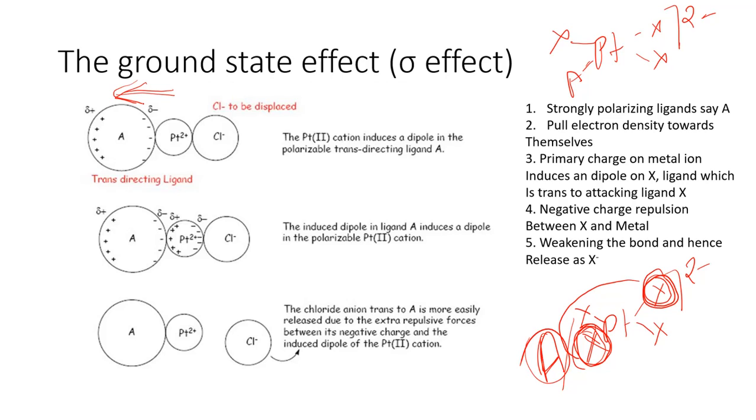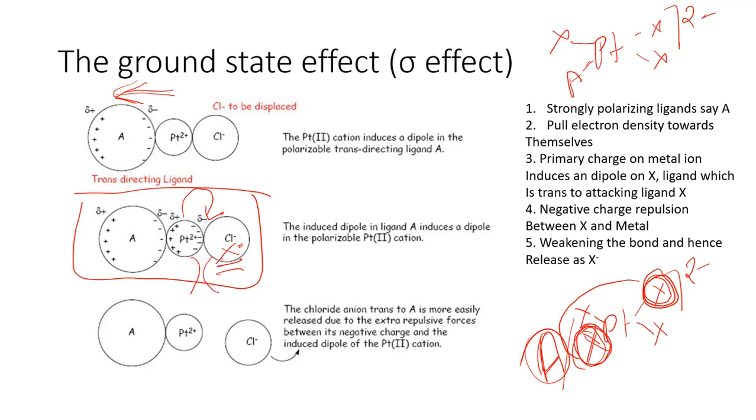So the negative charge would be generated, like we have shown here: due to this primary charge on platinum 2, a dipole has been induced over here, that is, a gain of negative charge. Due to this negative charge, the anion, this X minus, as we have already said, will come into repulsion.